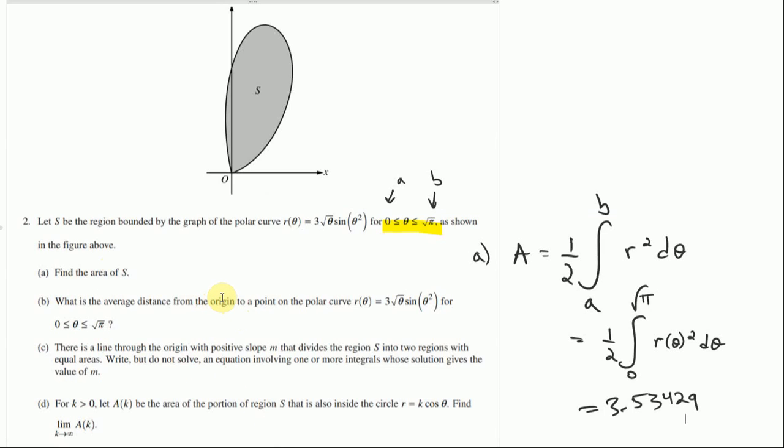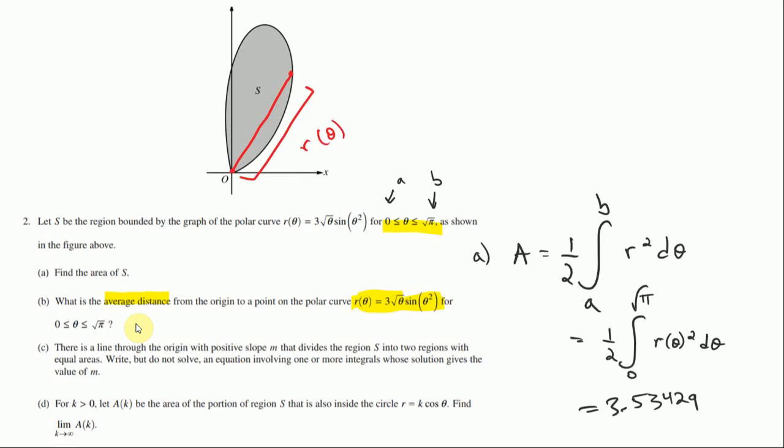Let's continue. What is the average distance from the origin to a point on the polar curve r of theta equals 3 rad theta sine of theta squared, for 0 less than or equal to theta, in this range? So what is the average distance? Well, that sounds a lot like average value, doesn't it? The reason is that average distance is actually just r of theta. When you think about r of theta, you're thinking about the distance from the origin to any point. This distance right here is going to be your r of theta.